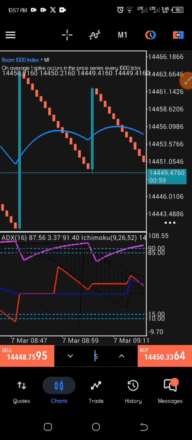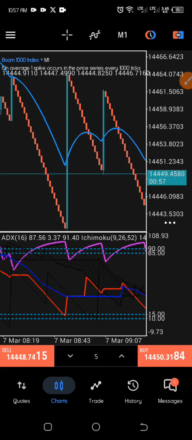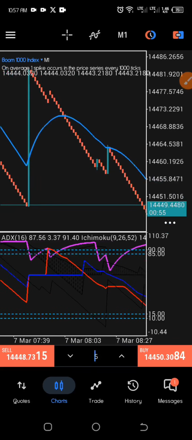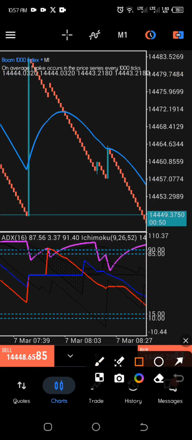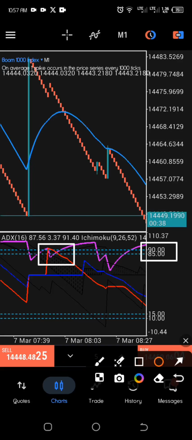I'm going to show you another example here on Crash, on Crash 1000. What we are looking for is the ADX to be at the 90 level, which happens right here. After it is at the 90 level, we want to see the Ichimoku red line cross below it, which happens right here. After crossing below it, the next thing we do is wait for the Ichimoku lines to cross each other, which happens right at this area.